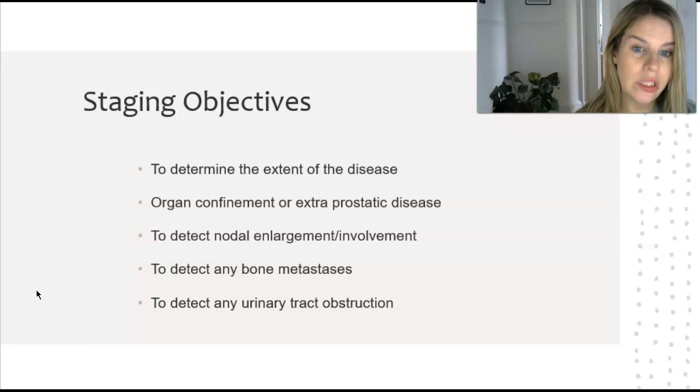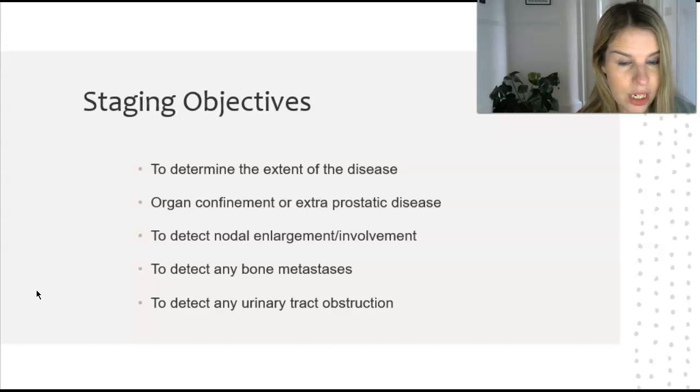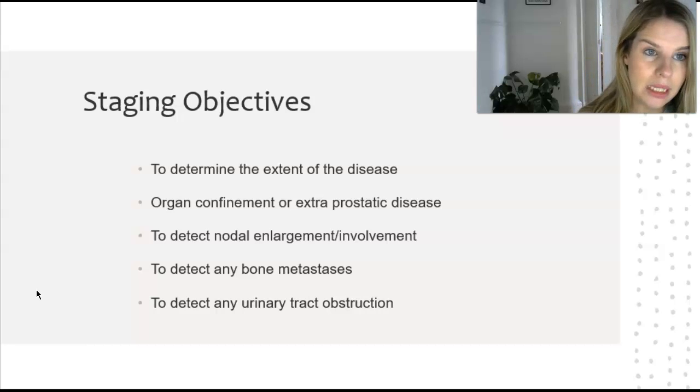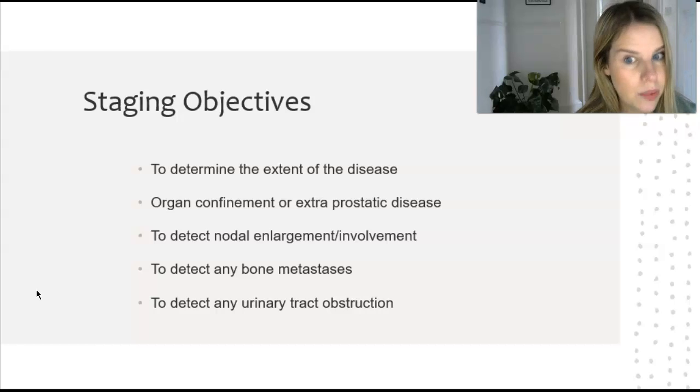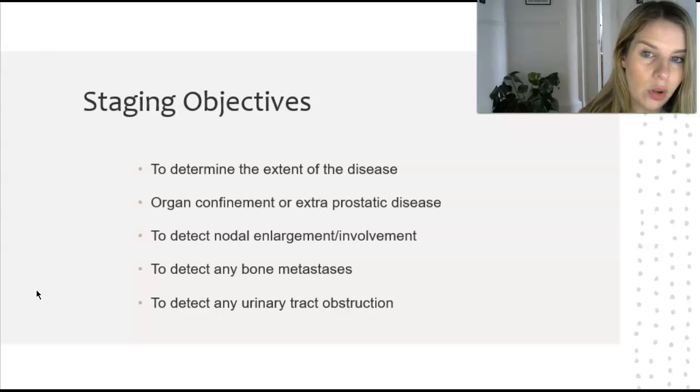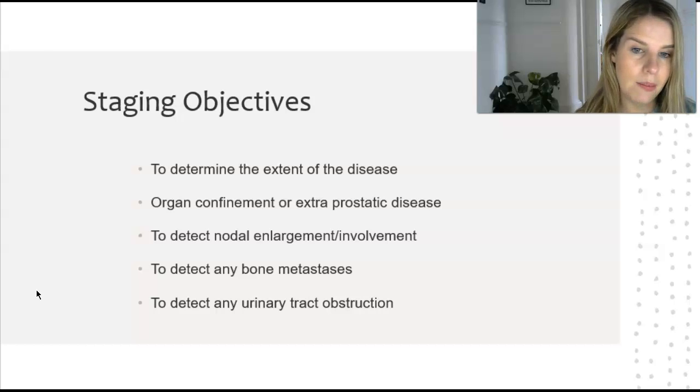We also want to look at those lymph nodes around the prostate to determine whether or not there's any involvement, because we know from previous lectures that lymph node involvement means that it's more likely to be aggressive, more likely to spread, and means that the patient might need chemotherapy. And also to look at the presence of any bone metastases, so looking at the hips, looking at the pelvis to see if there's any presence of bone mets.